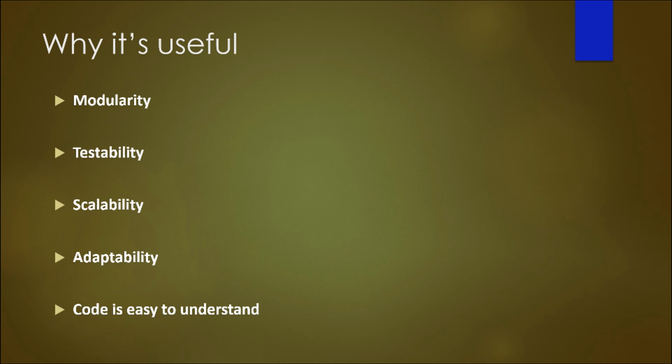Dependency injection often leads to code that is easier to understand. When dependencies are explicitly declared and injected, it's clear what a component relies on to function. This transparency aids in the maintenance of the codebase, as developers can quickly comprehend the structure and relationships between components.